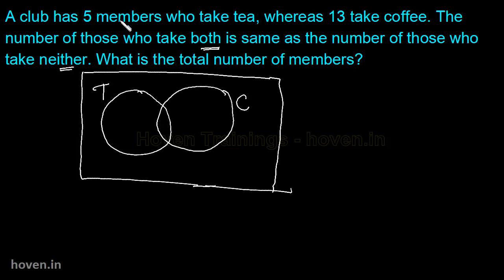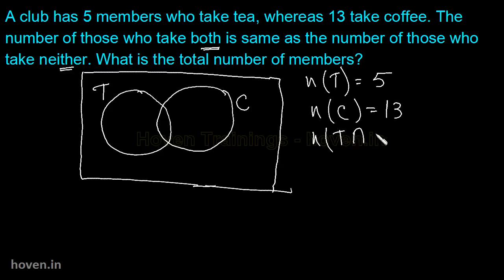Okay. Has 5 members who take tea. So what has he given us? He has given us n(T) equal to 5. So these are those who are taking at least tea. Some of these would be taking coffee also. And as we know, this will be represented by n(T). Whereas 13 take coffee, so we can write n(C) equal to 13. The number of those who take both is same as the number of those who take neither. So let us for the time being write n(T intersection C) as X. This is one thing.